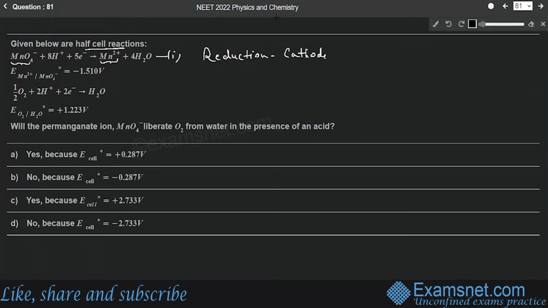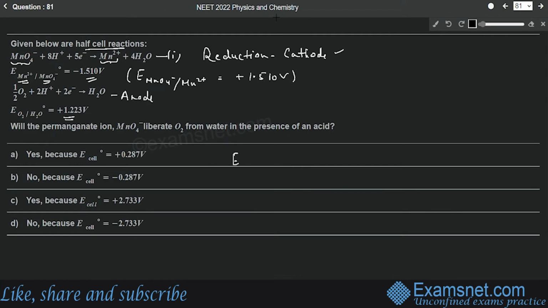And what else is given? The electrode potential for manganese to manganate is given, right? But we need the electrode potential for manganate to manganese, okay? Because manganate is getting reduced to manganese, isn't it? So that will be equal to just the reverse of this, that means plus 1.510 volt, right? Now, so this is taking place at the cathode, that means the next half reaction will take place at the anode, okay? And here the electrode potential is given as plus 1.223 volt.